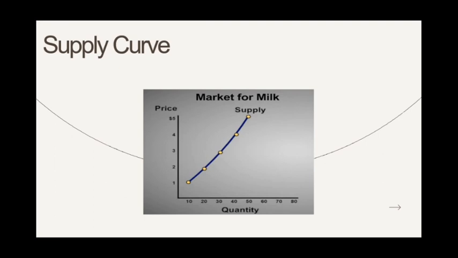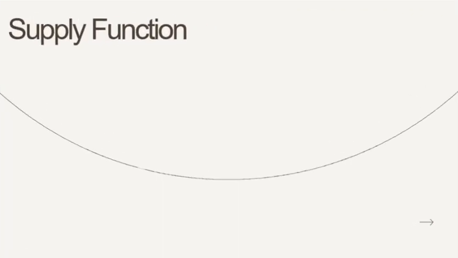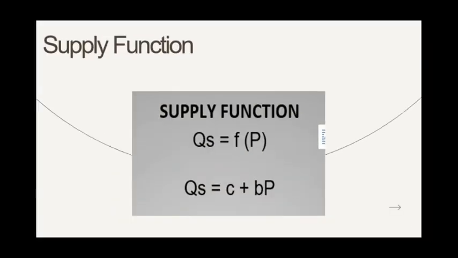So a supply curve is a graphical representation that illustrates that as the price of a good or service rises, the quantity supplied of that good or service also rises. Likewise, as the price of a good or service falls, the quantity supplied of that good or service falls. While the supply function is a mathematical expression of the relationship between supply and those factors that affect the willingness and ability of a supplier to offer goods for sale.